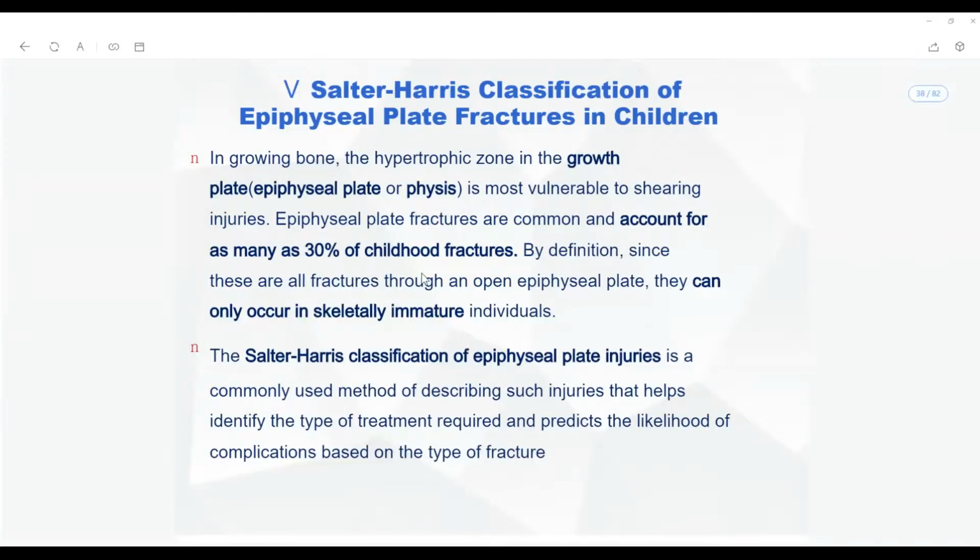So we can say these are fractures occurring at the epiphyseal plate of a skeletally immature individual. The classification used for assessment of epiphyseal plate fractures in children is the Salter-Harris classification, right? Then what does the Salter-Harris classification do?